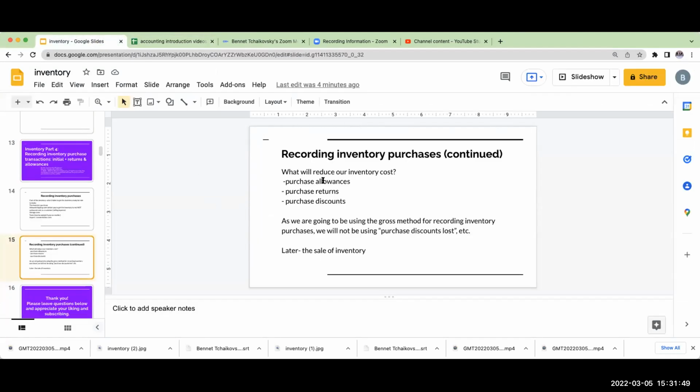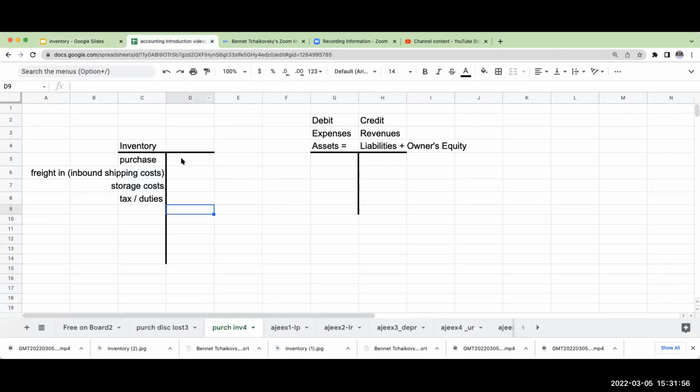Let's look at what will reduce our inventory cost. We're going to have purchase allowances, purchase returns, and purchase discounts. Let's go through each one of those. Let's start with a purchase return. What is a purchase return? A purchase return is where we are physically giving the goods back to the seller. So the inventory is physically coming off my books. I show that reduction to my inventory as a credit. The other side of it is generally going to be a debit to accounts payable.